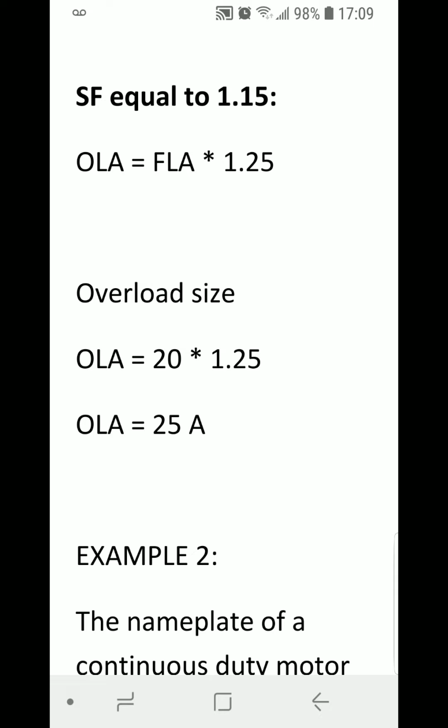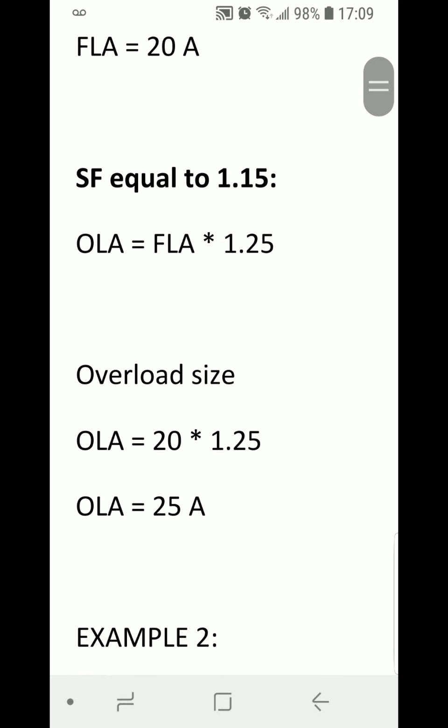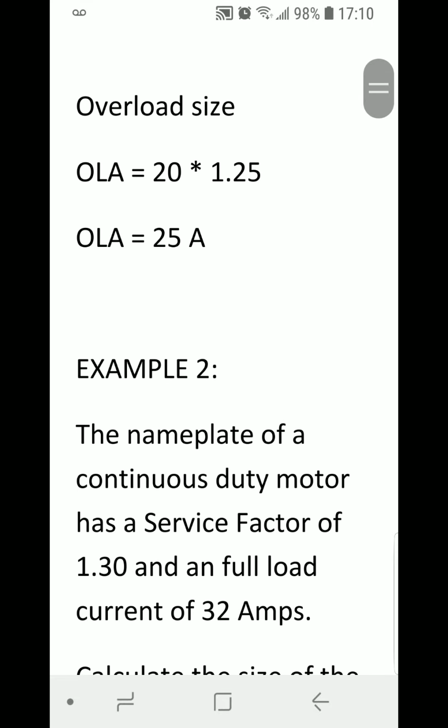So the overload protection device size is equal to 20 times 1.25. 20 was given, 20 amps. So overload amperage is equal to 20 times 1.25 is equal to 25 amperes. That's the size of the overload protection device, 25 amps.